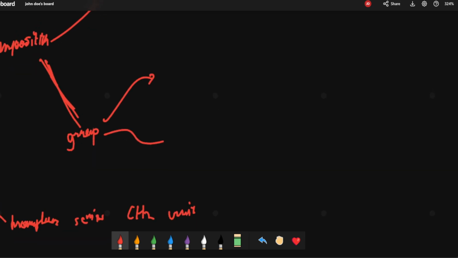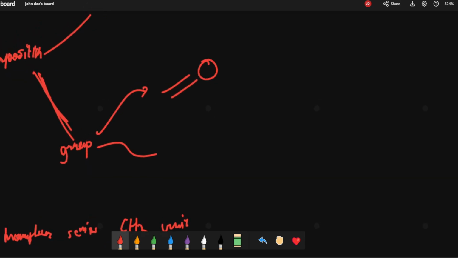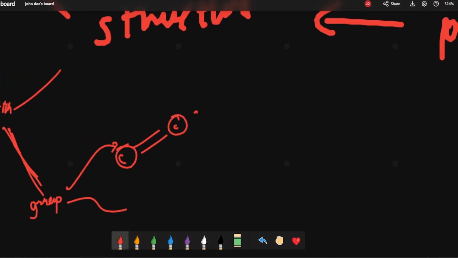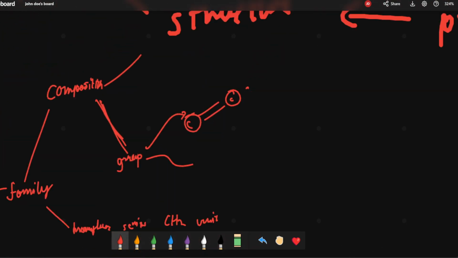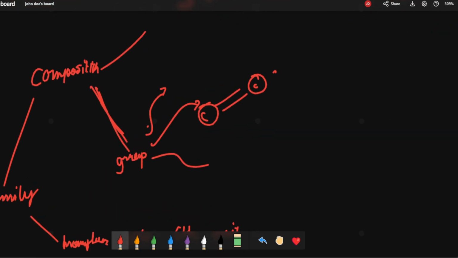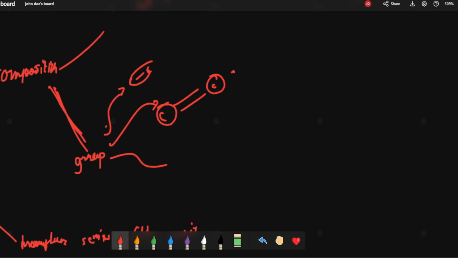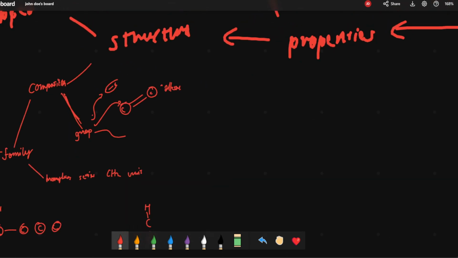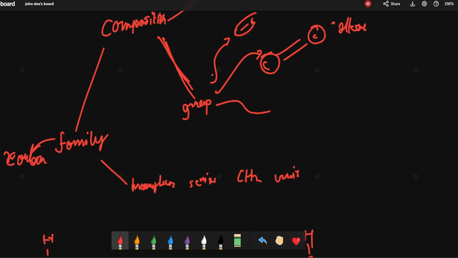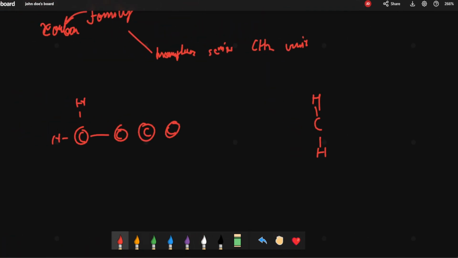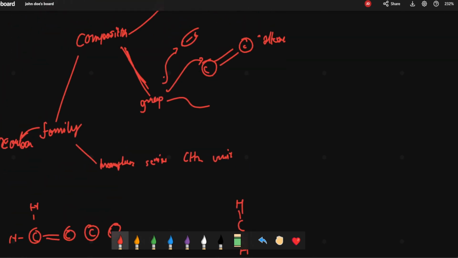For example, having two bonds between carbon atoms is considered to be a functional group on its own. Having one bond is also a functional group. This is basically an alkene. An alkene is an organic compound with two carbon atoms in one of its functional groups.